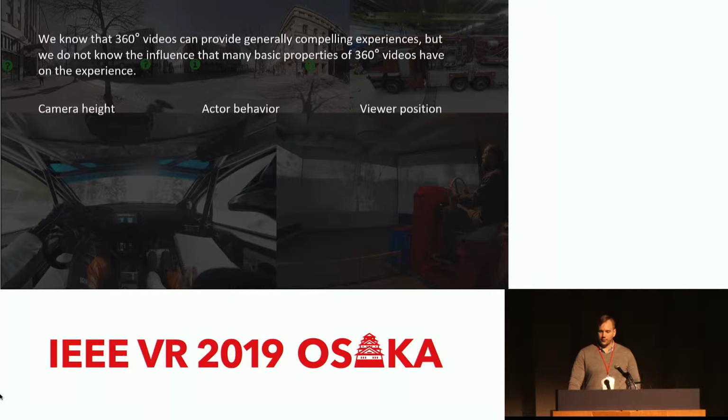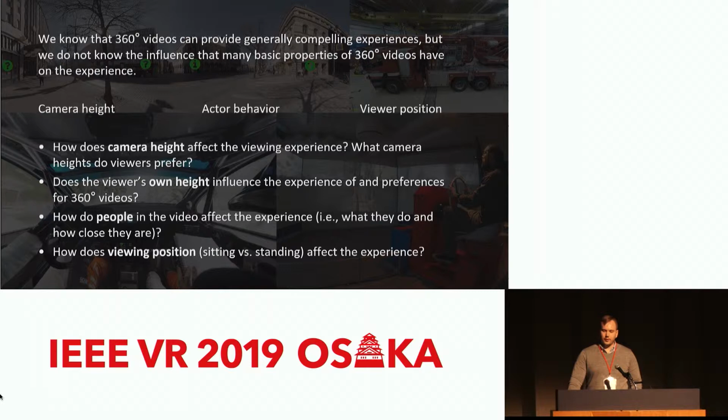We were particularly interested in camera height, as it is often a conscious design choice. Logically, one might position the camera on the ground, roughly at the height of an average person. However, especially because people are of varying height, it is worth exploring this aspect. To be precise, we asked the following questions. How does camera height affect the viewing experience of 360 videos on HMDs, and what camera heights do viewers prefer?